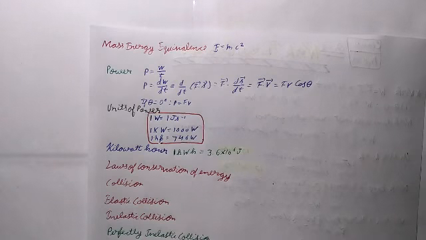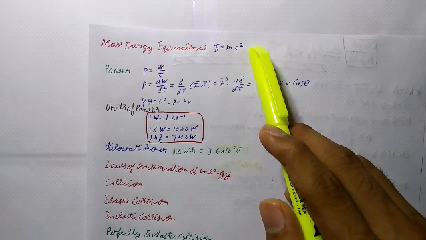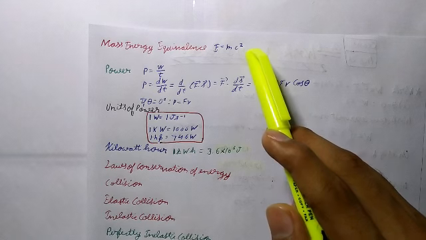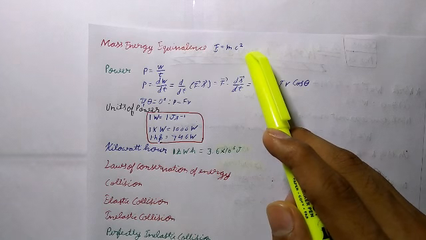Now, mass energy equivalence. According to Einstein, mass can be converted into energy and energy can be converted into mass. A mass m is equivalent to the energy E. This relation is given by E equals mc squared, where c is the speed of light in vacuum, and we know that c equals 3 times 10 to the power 8 meter per second.